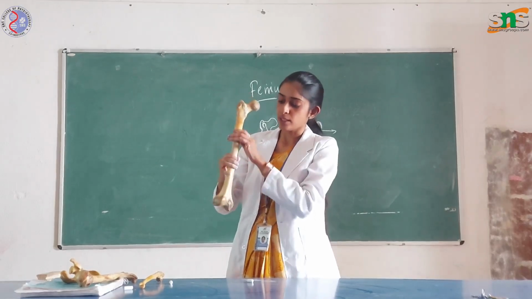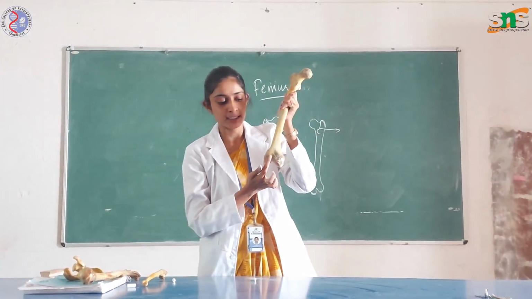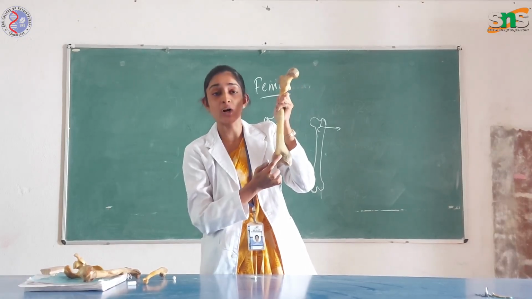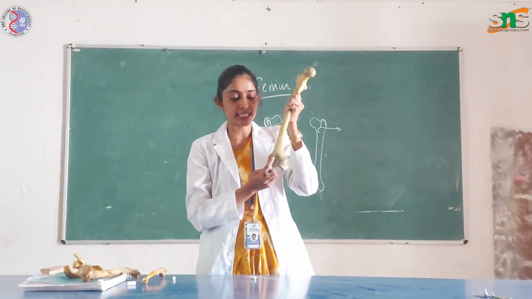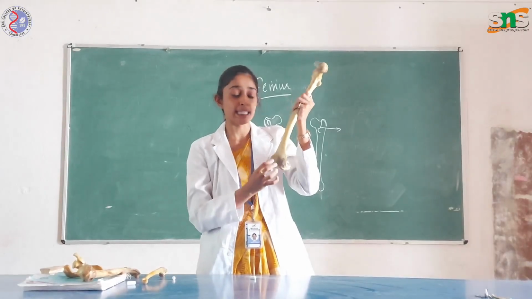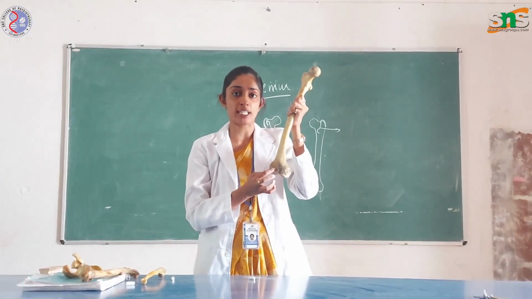And over the lower end you can see this smooth surface. This area is called the patellar surface of the femur. This is the area where the patellar bone will get attached over the knee joint, and this area will form the patellofemoral joint.